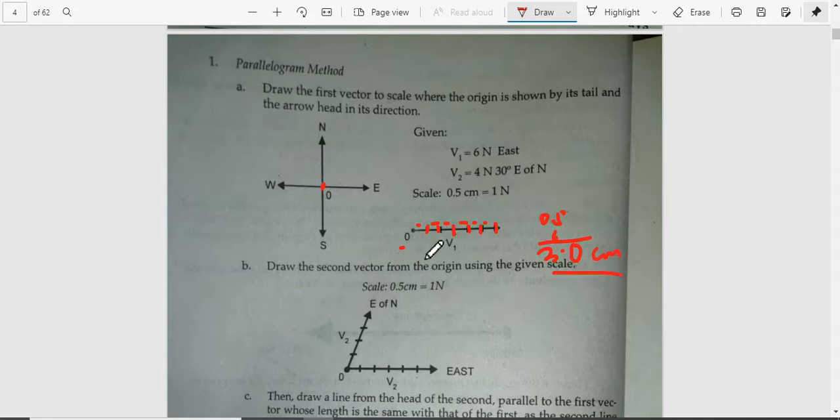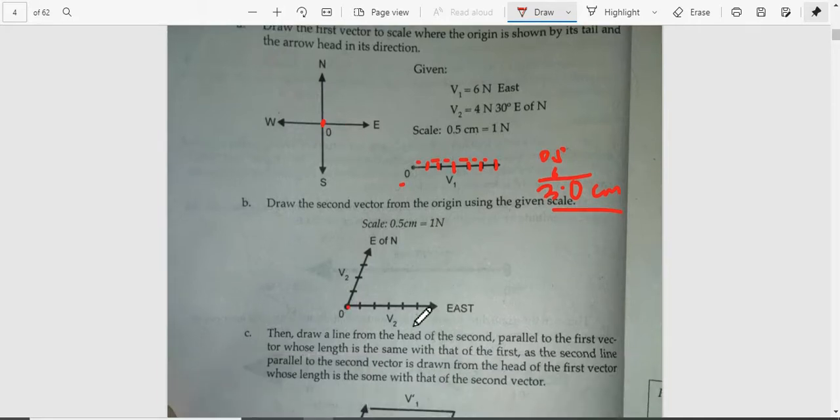Okay, next, since you have drawn your vector 1, your vector 2 is from the same origin you have there, from 0, but it goes by an angle. The angle signifies the direction. So you have your 30 degrees angle east of north. We don't have a protractor, so we cannot measure it. So you have there north. You have 4 N, 30 degrees east of north. So 1, 2, 3, and 4. So you have there 4 N.